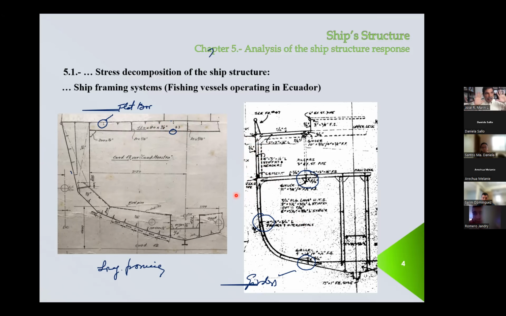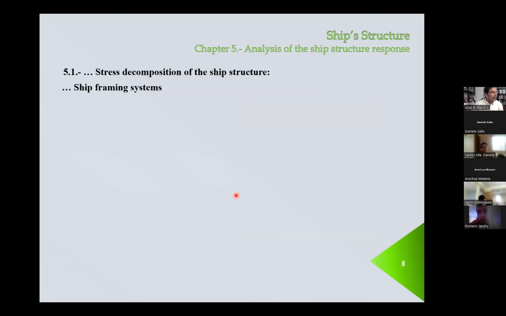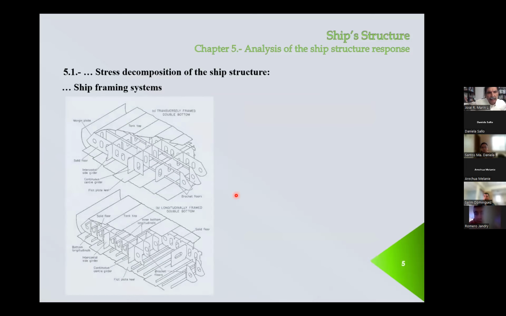So in a longitudinal framing system, in that case, the longitudinals are very small, shortly spaced between them, and the transverses are very strong girders. Okay? There's another example here, for example.